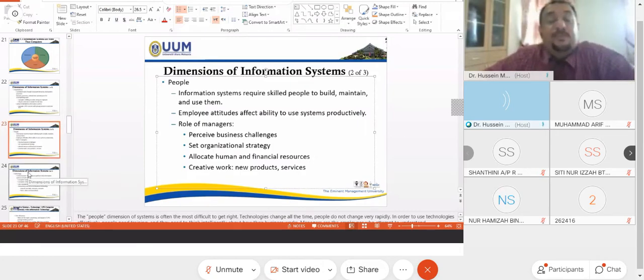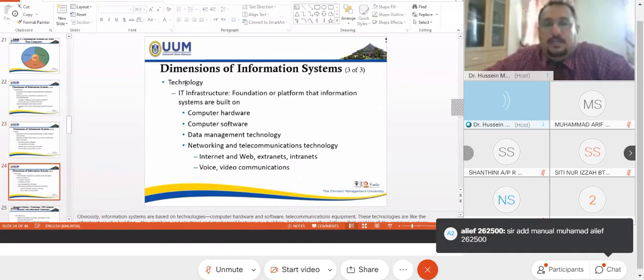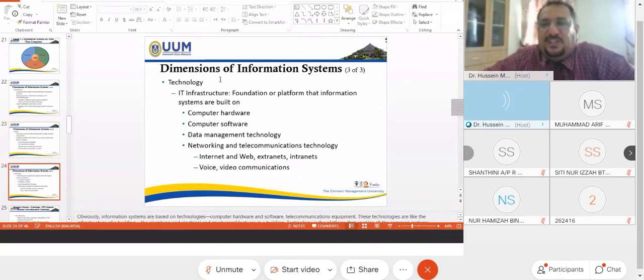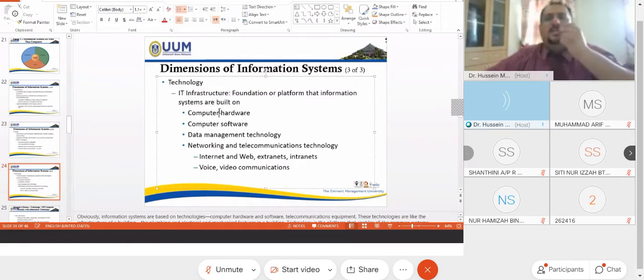And one of the information system dimensions is the dimension of information system technology. What is technology? It is IT infrastructure. What is IT infrastructure? Computer hardware, computer software, data management technology, network, and telecommunication technology. And by the way, IT infrastructure we will take in one chapter.